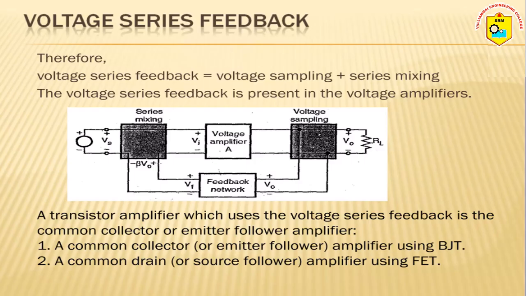So in voltage series, the name says voltage sampling plus series mixing, that is, the mixer type used here is series mixing. You can see that the feedback network is connected to the source signal in series, and in voltage sampling, the feedback network is connected in parallel to the output of the amplifier. So this type is called voltage series feedback.